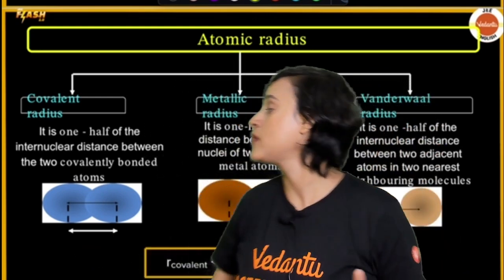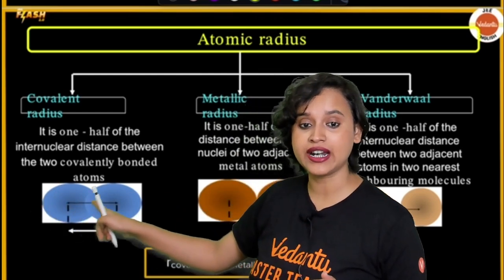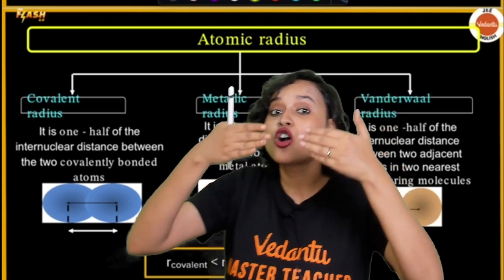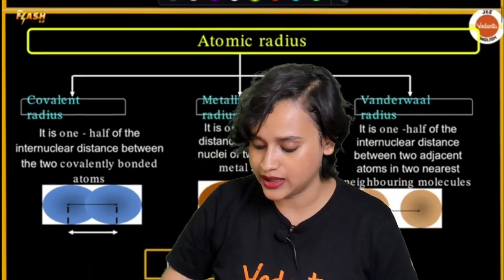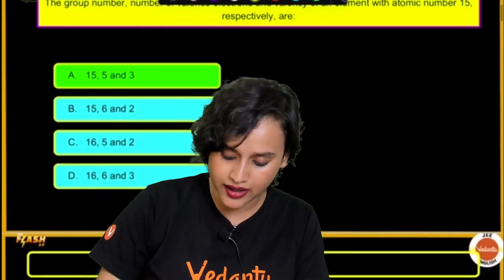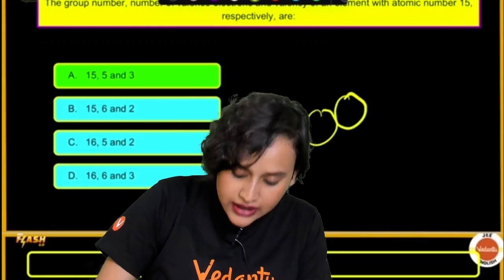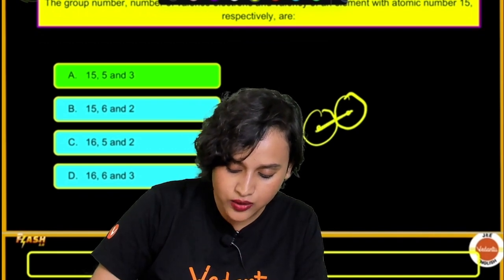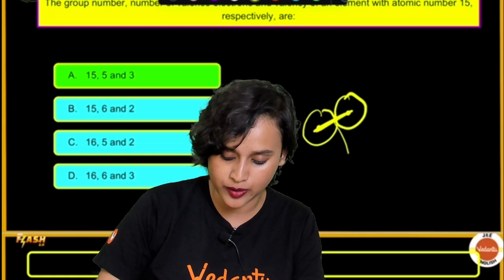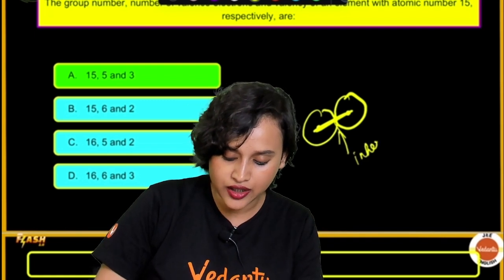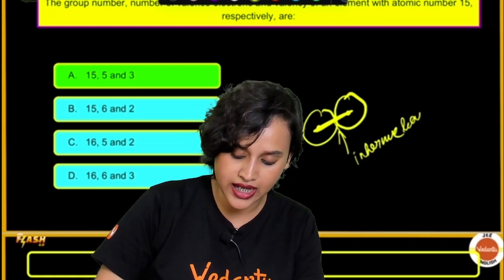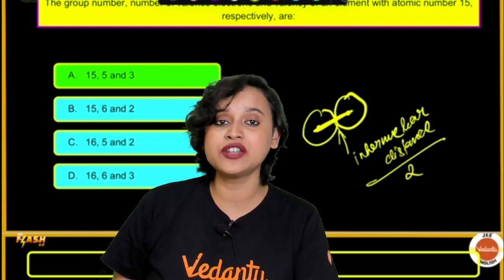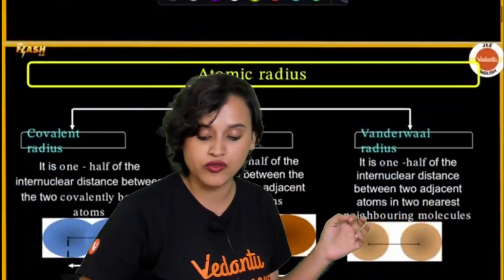All right? And finally, here we have the covalent radius. The covalent radius is the internuclear distance between two covalently bonded atoms. That means, let's say that here you have an atom, here you have another atom, these two are bonded. This is the nucleus here, this is the nucleus here. You will calculate the distance between these two nuclei, which is called your internuclear distance, right? What is it called? It is called internuclear distance. And then you will just divide it by 2, and that will give you your covalent radius.